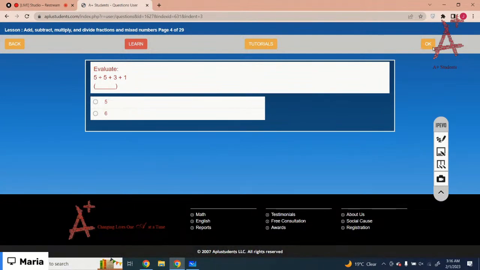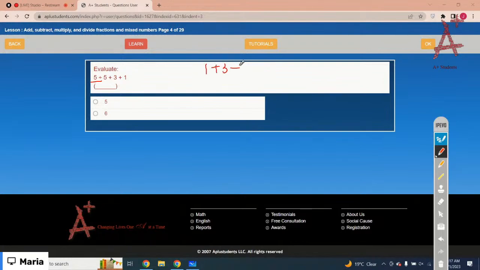Okay, the next one is 5 divided by 5 plus 3 plus 1. So you have to follow the same things. Go from left to right. So on the left you have division first. So let's just divide. 5 divided by 5 equals 1.